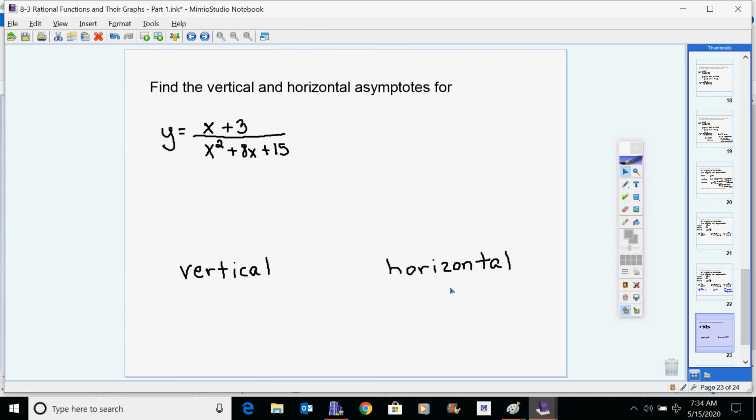Okay, so we're going to take a look and find the vertical and horizontal asymptotes for this, and then after that we're going to jump right into actually making graphs. So just one more to look at.